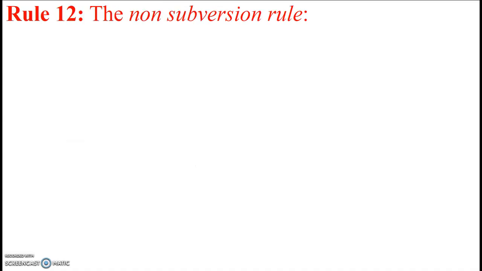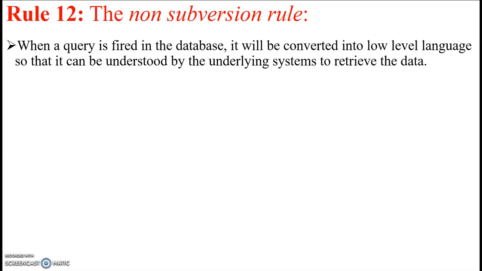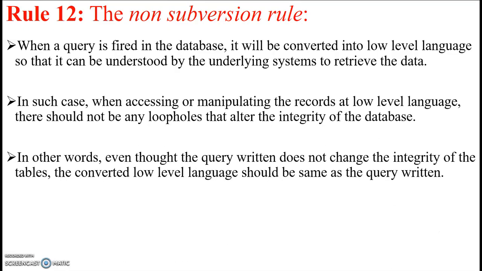The last rule is the non-subversion rule, that is rule number 12. What do we understand by that? When a query is fired in the database, it will be converted into low-level language. Anything that is there in the computer is always converted into the form of zeros and ones, and then only the computer can interpret it. So the query is first converted to the low-level language so that it can be understood by the computer, and based on that, it should retrieve the data from the database.